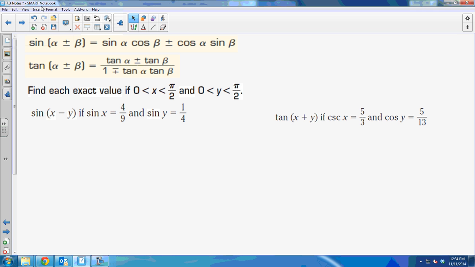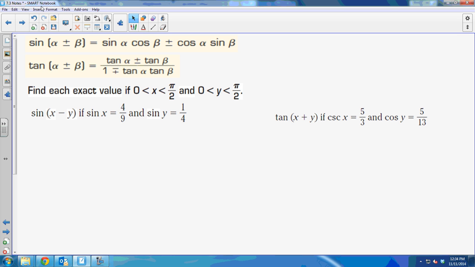So learning target 5, we're using sum and difference identities. In the first half, you're given some angle measure that wasn't on the unit circle, and you're adding or subtracting to get to that. In this case, we're getting given different information, but we're still accomplishing the same things.